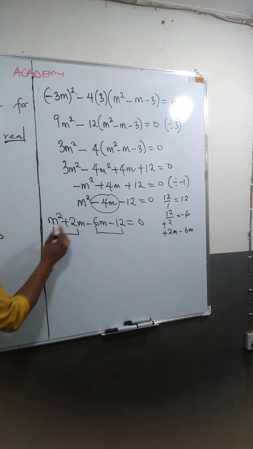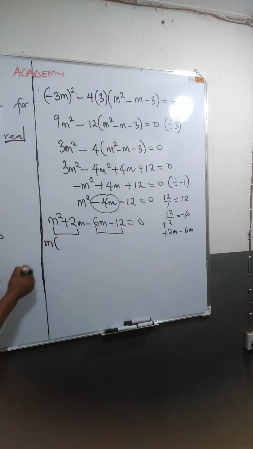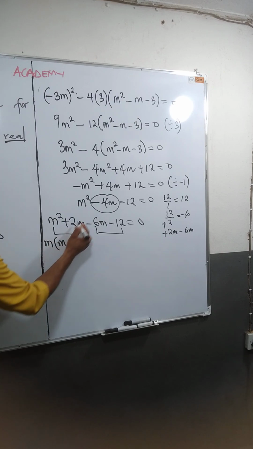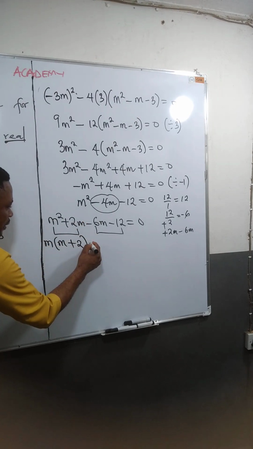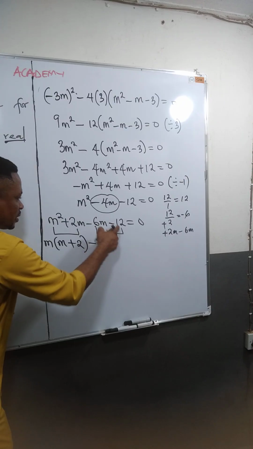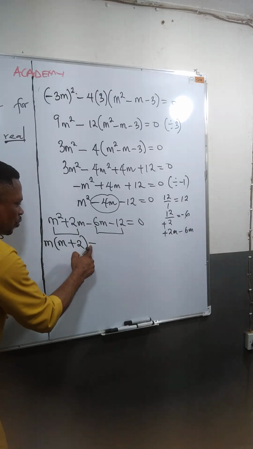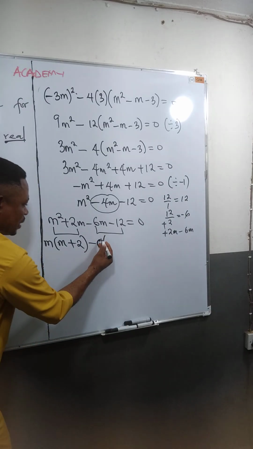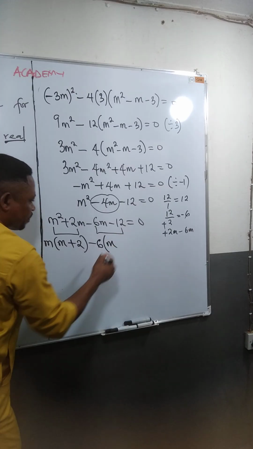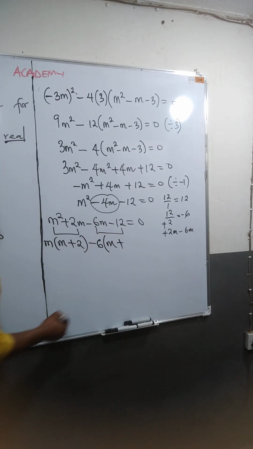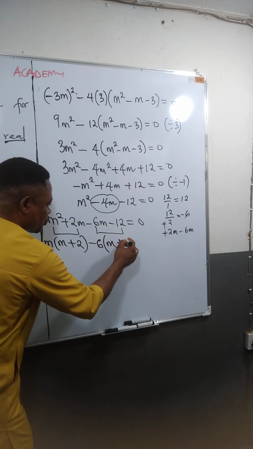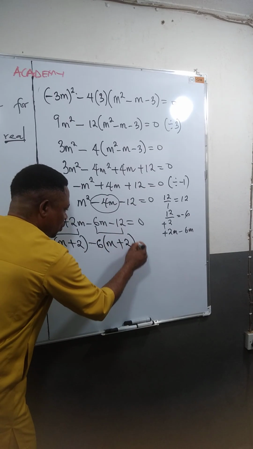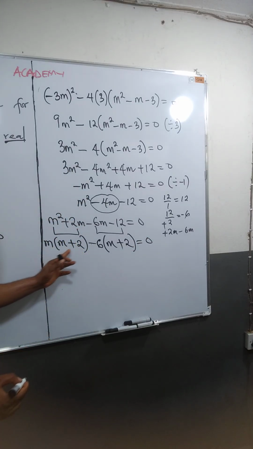Factorize. What do you think is common here? What is common is m. Open the bracket. m cancels m, it will remain m plus 2. Then minus 6 can divide. Why did I factor minus? There is minus, there is minus. Then factor 6, open the bracket. As this one cancels this, what remains is m. Then minus minus will give us plus. Then 12 over 6 will give us 2. Close the bracket, then equal to 0.